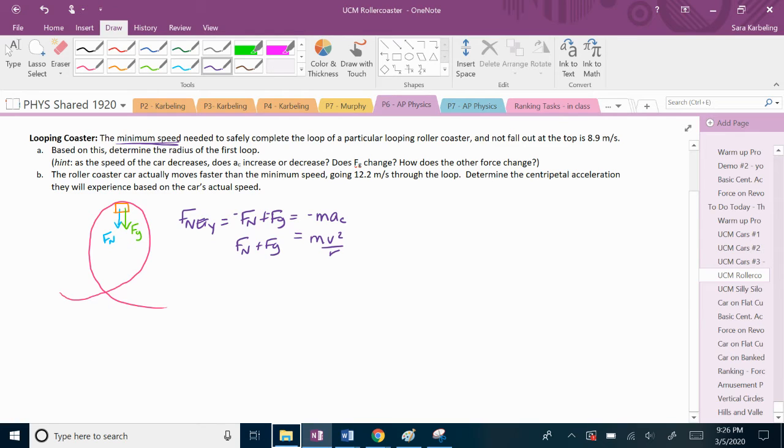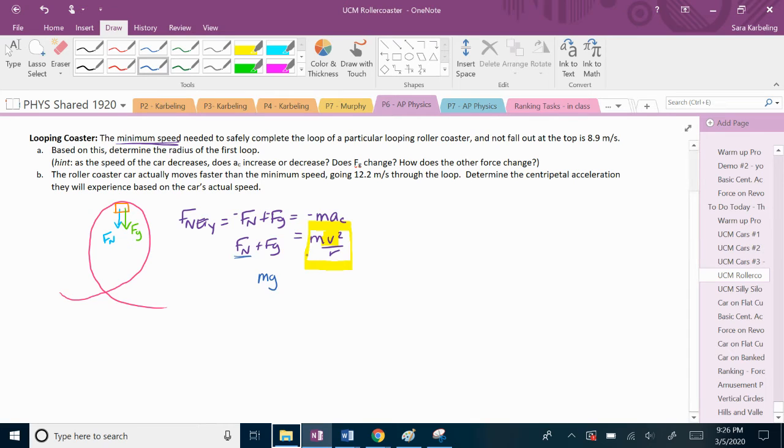If we think about this, the minimum speed is going to be the smallest value of v, and that's going to be the smallest net force as well. Now, we know that Fg is just mg, and that's not going to change regardless of how fast or slow this thing goes. But the normal force can change, right? The normal force is just the force of the surface pushing, and that can change.